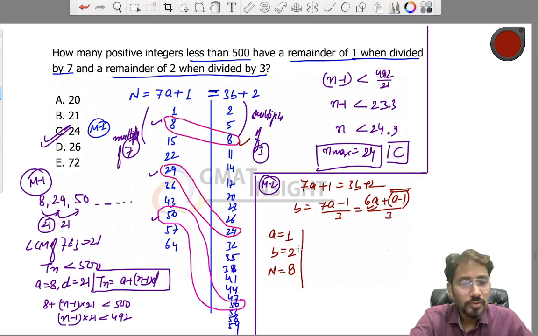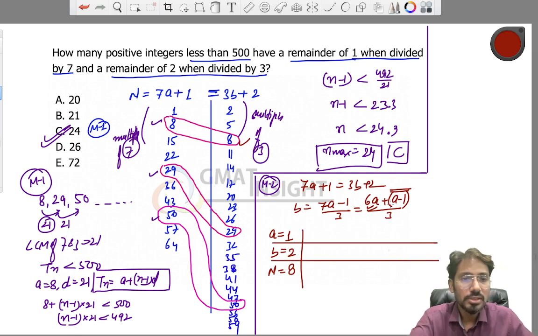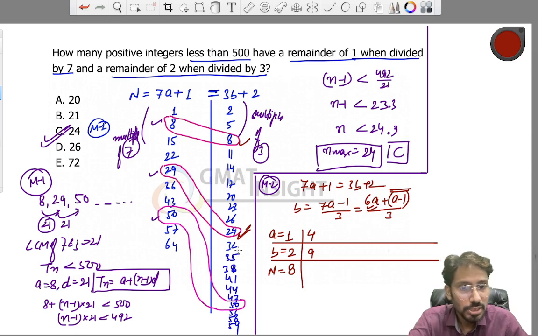Let us see what is the next possible value of a that you can find here. And then you'll be able to think that the next value of a will be 4. If you put a equal to 4, then b will be equal to 9. Why? 4 into 7 is 28, minus 1 is 27, divided by 3 is 9. If you put a equal to 4 here, 7 into 4, 28, plus 1, 29. That is the next number. And if you put b equal to 9 here, 9 into 3, 27, plus 2 is 29. So again the same number. So 29 is a number.